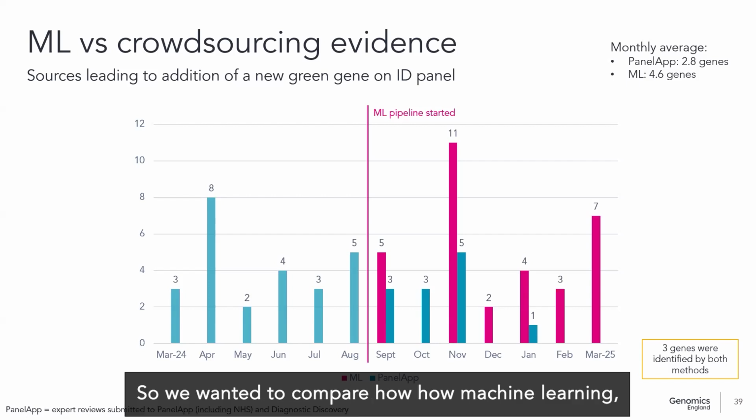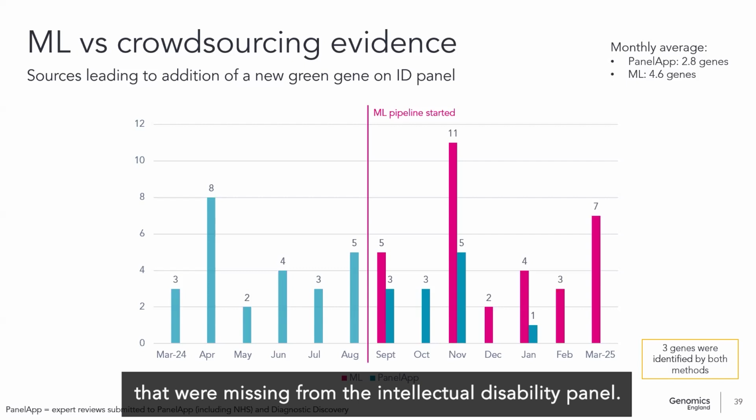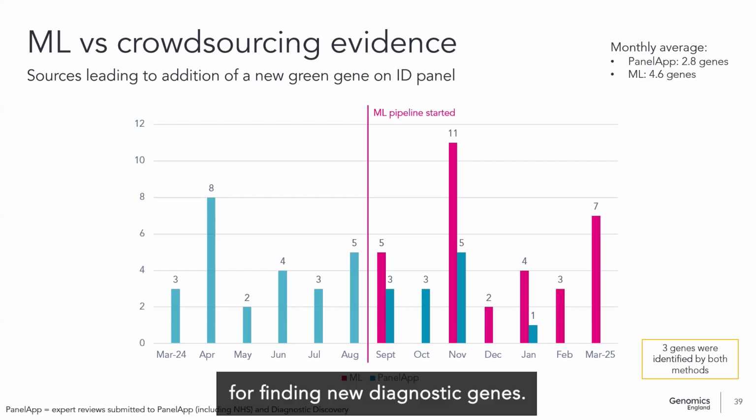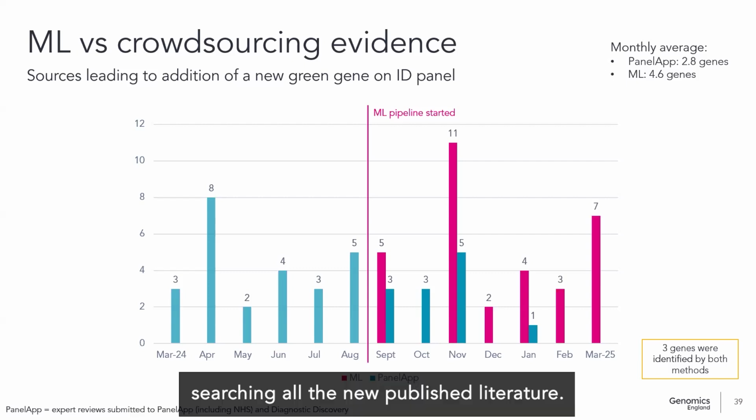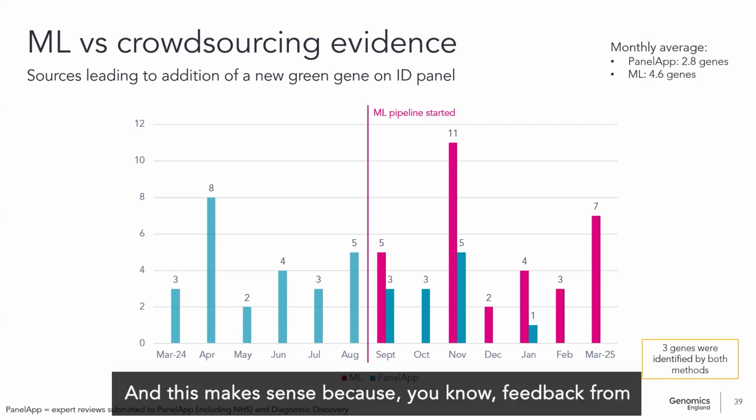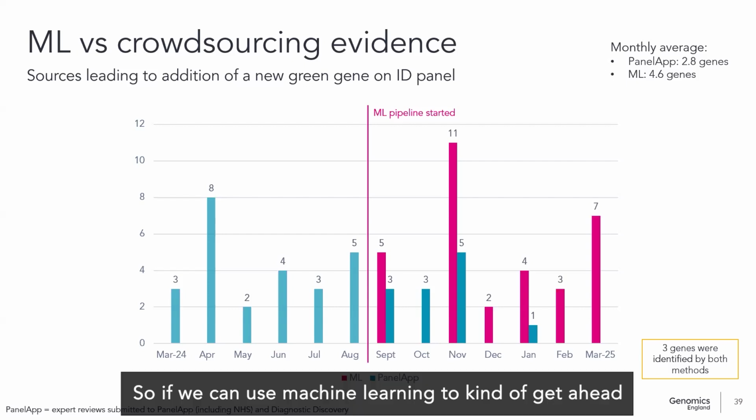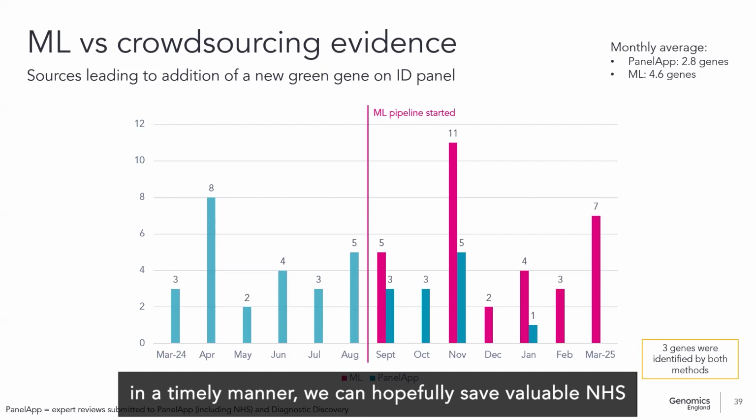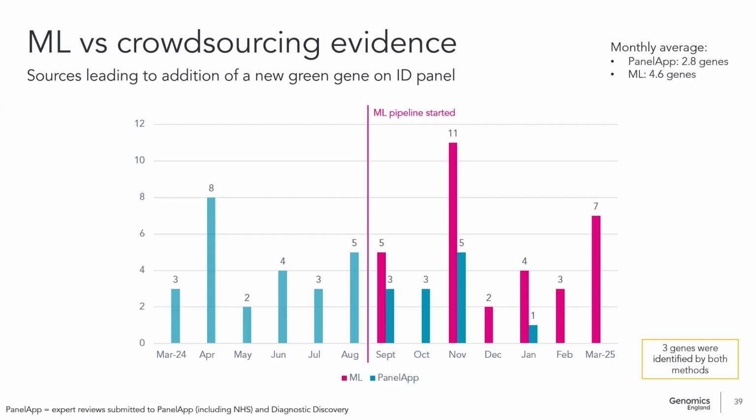So we wanted to compare how machine learning compared for finding new green genes that were missing from the intellectual disability panel. And what we found was that machine learning was more reliable for finding new diagnostic genes. So it was more consistent and more comprehensive at searching all the new published literature. And this makes sense because feedback from expert communities is restricted by their time and their engagement. So if we can use machine learning to get ahead and add new evidence as it emerges in a timely manner, we can hopefully save valuable NHS resources of adding genes as they become evident.